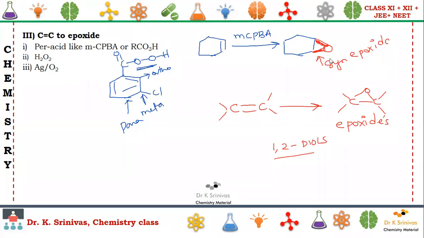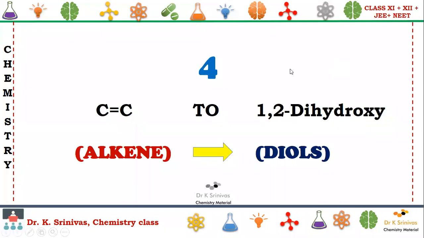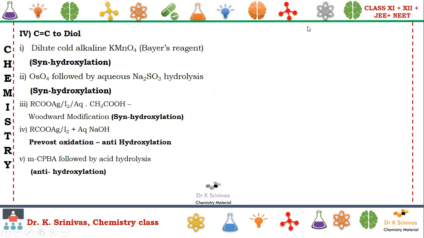Yes. Now let us go for the fourth one. What is the fourth one? We are taking alkene and converting it into 1,2-dihydroxy compounds. How are we going to convert into 1,2-dihydroxy compounds? Let us check that. We'll go to the next slide. 1,2-dihydroxy compounds are known as diols. Now we have a total of 5 reagents.